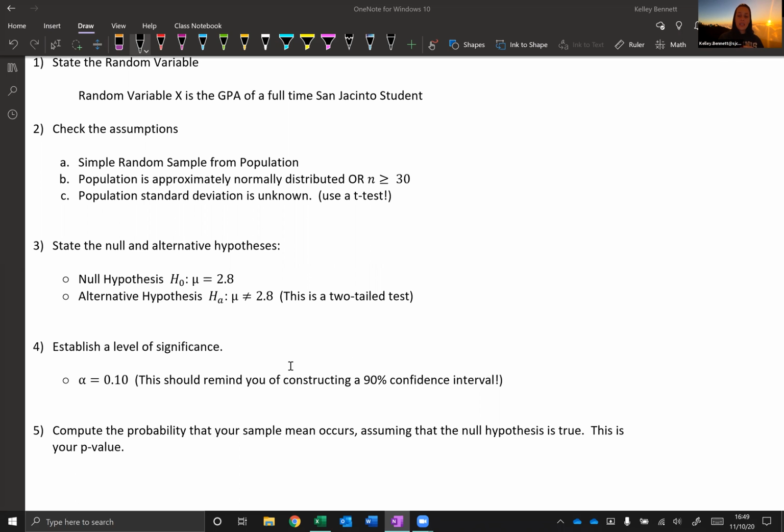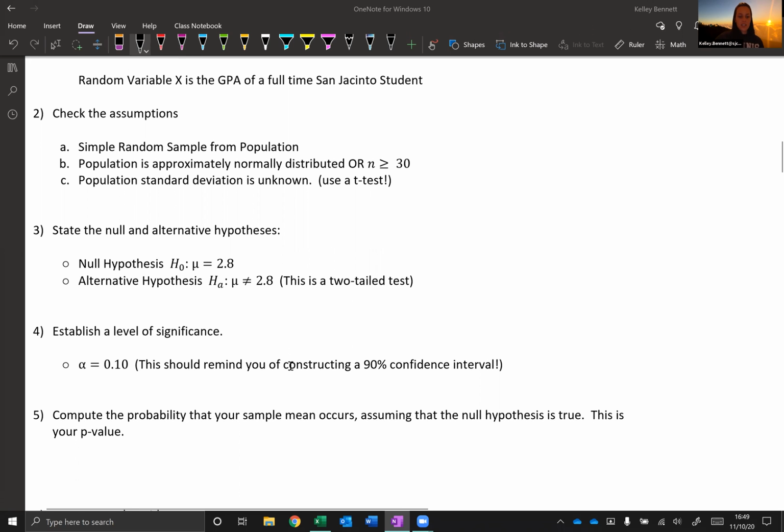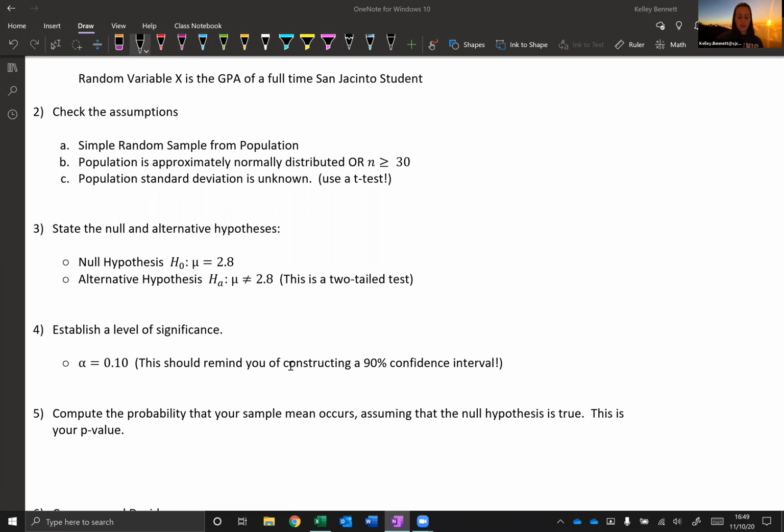When you're entering it into Excel, make sure your alpha is a decimal. So if it's given to you in a percent, convert it to a decimal. All right, so let's compute the probability that our sample mean occurs, assuming that the null hypothesis is true. And we're going to do this to find our p-value. All right, so here we go.